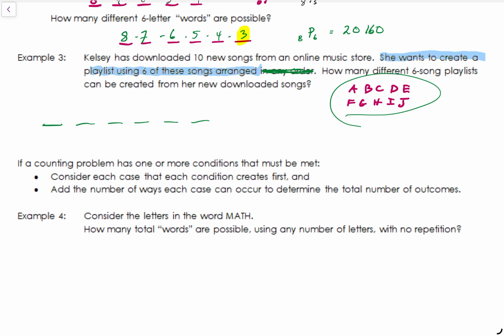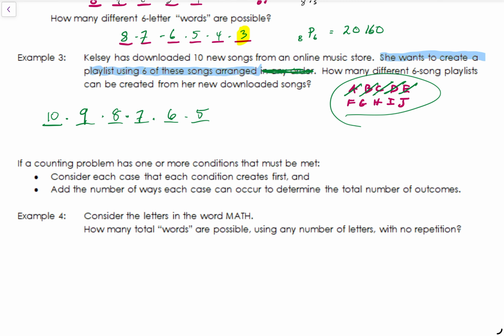So what's my first song? Well, I have 10 options for that. Second song, I would presume that we're not going to double play these, right? Because that would be kind of ridiculous. And then I have 9 songs left, and then I'm going to have 8 songs, okay? And then I'm going to have 7 songs, and then I'm going to have 6 songs, and then I'm going to have 5 songs. So that is how many different arrangements or different playlists that I can make.